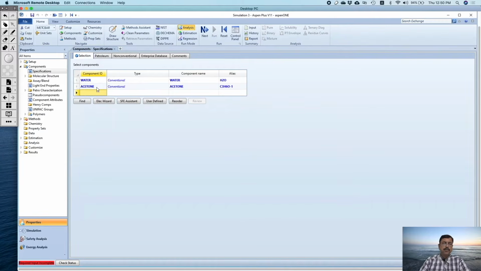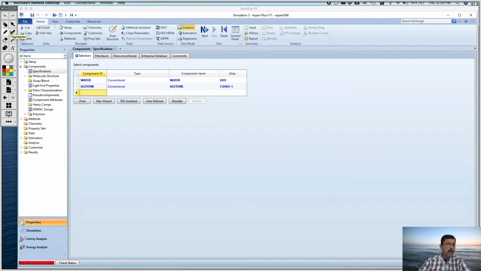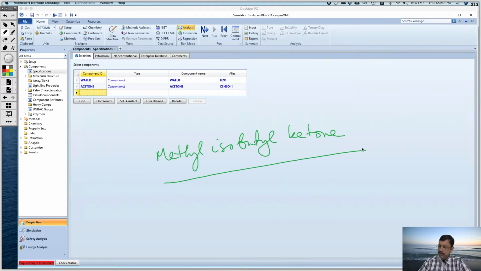But suppose you want to work with methyl isobutyl ketone. This is a long name, so you cannot write it in the component ID. So the question is, how can we set this methyl isobutyl ketone? For that, we have to use this Find button, and it will find the desired component name from its database.